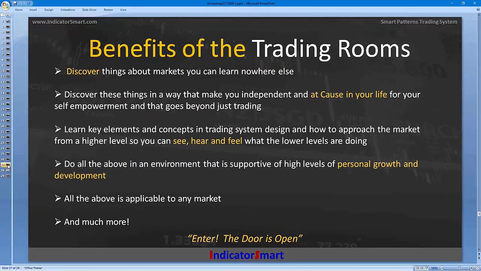Discover things about markets you can learn nowhere else. Discover things in a way that makes you independent and at cause in your life. I cannot stress that more. Independent and at cause in your life. So empowering yourself goes way beyond trading and into every area of your life. This is one of the most rewarding things about the trading rooms: it transforms you in a way that goes way beyond trading.